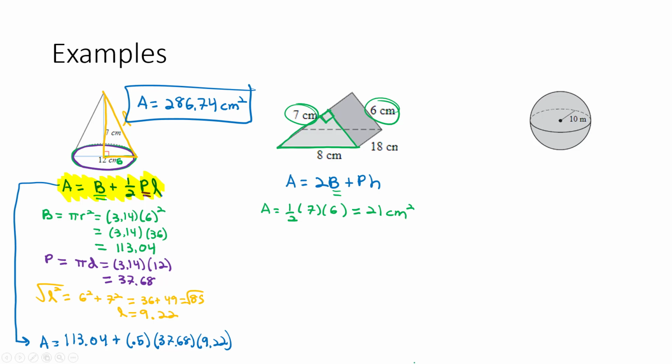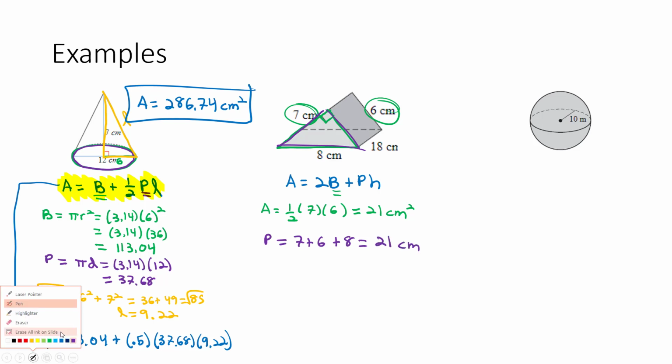The other thing we need is P, the perimeter of the base. So the base has sides 7, 6, and 8. We can add those together. 7 plus 6 plus 8 is the perimeter of the base. That's also 21, ironically. And we already know the height of the prism is the distance that connects those two bases. It's 18 centimeters. So let's go to our formula and plug in what we know.